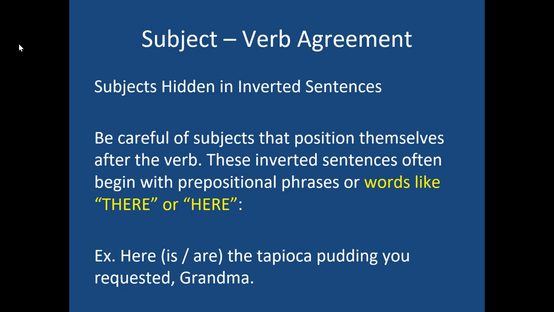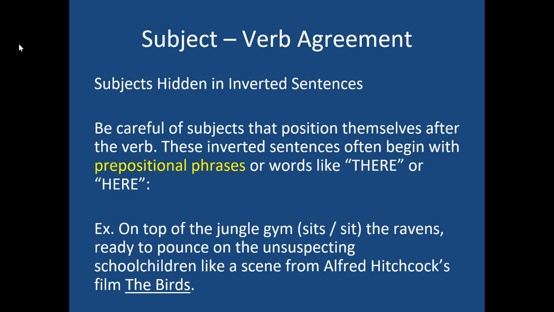If I said, here is or here are the tapioca pudding you requested, Grandma, well, the word here really isn't doing anything in the sentence. So it doesn't matter if you say here is or here are. The word here doesn't make that any different. The thing that's really determining the verb is coming after the verb. In this case, it's the word pudding. The reason I get to use the word is is because pudding is really your subject. What you're truly saying is the tapioca pudding you requested is here, Grandma.